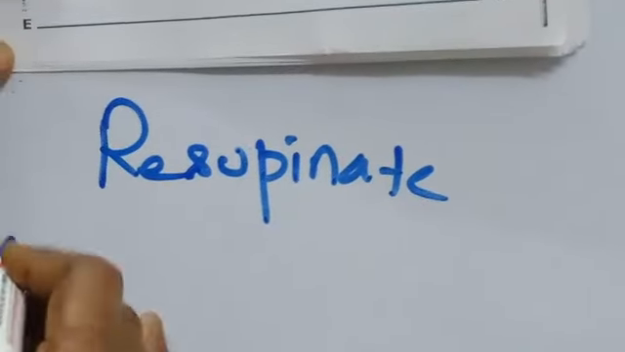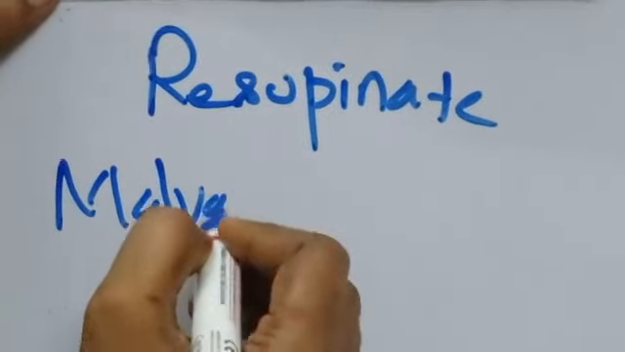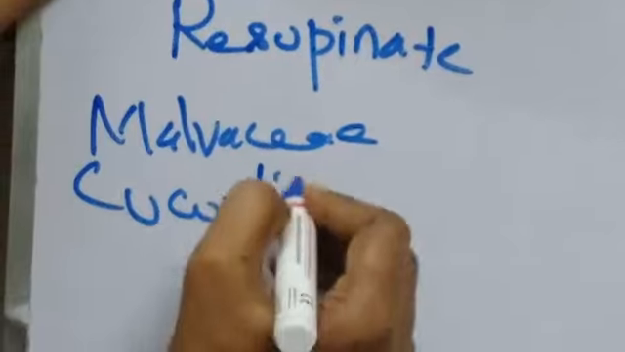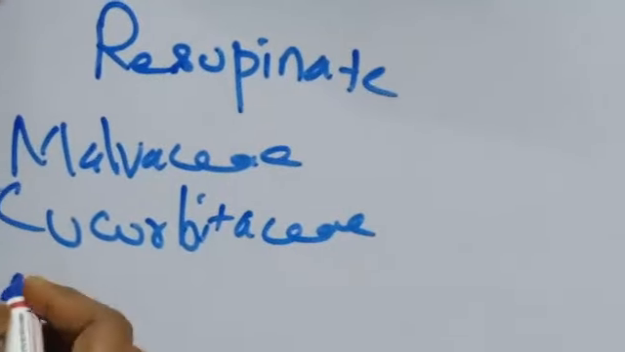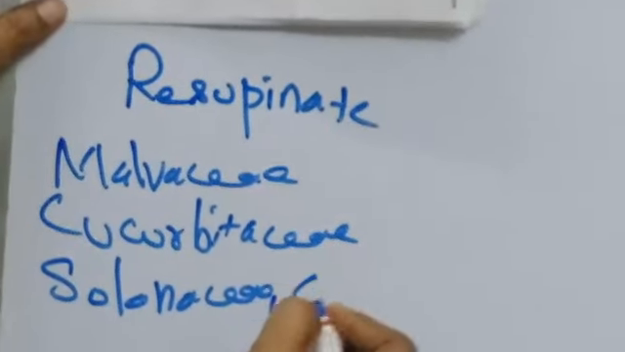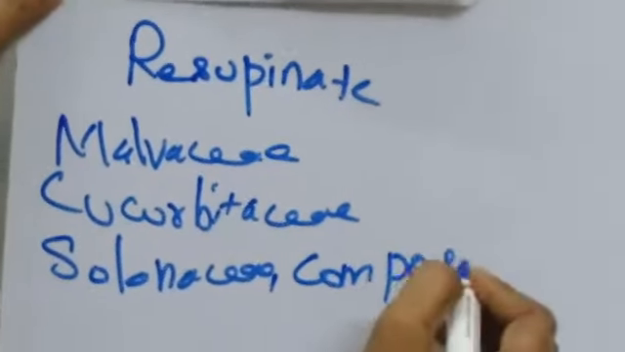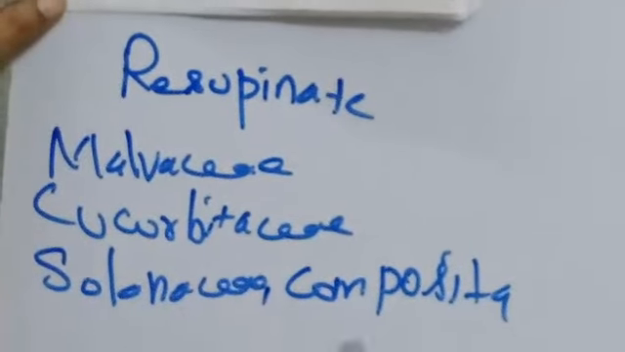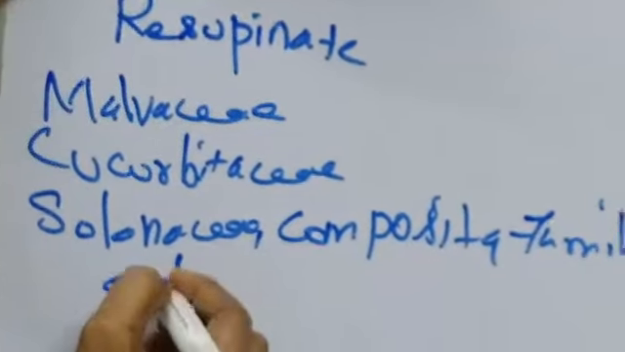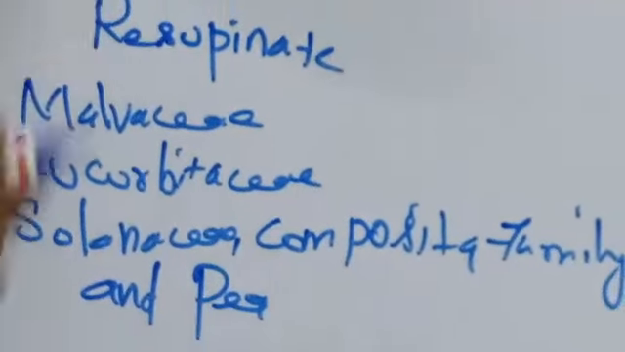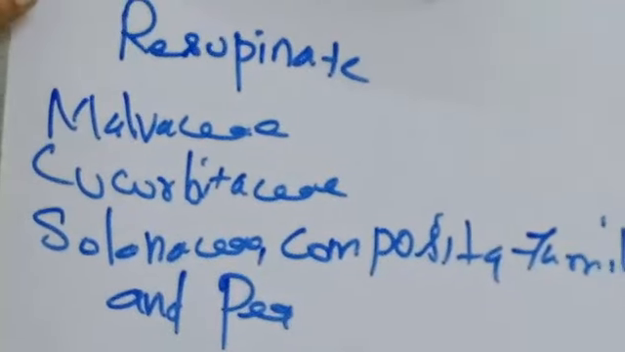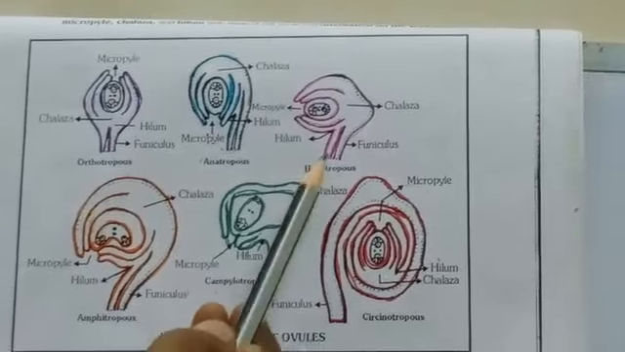Example for this is Malvaceae, Cucurbitaceae, then Solanaceae, then Compositae family, and pea. These are the examples for this type of ovule, the anatropous ovule.